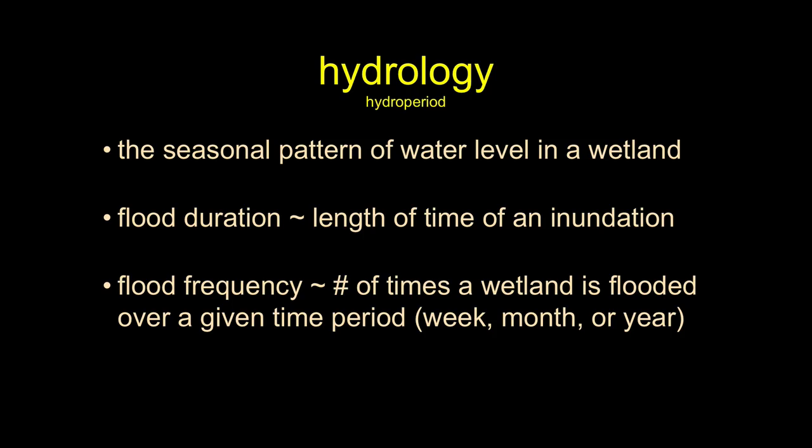Let's talk about hydrology to begin with, but specifically the hydroperiod. This is referring to a temporal pattern of the amount of water in our wetland. The flood duration here, which is part of the hydroperiod, is a measure of how long a given square meter of our wetland is submerged, has water over the surface of the soil. And then frequency is how many times a flooding event, an inundation event, happens.